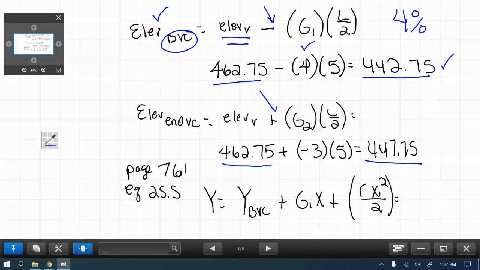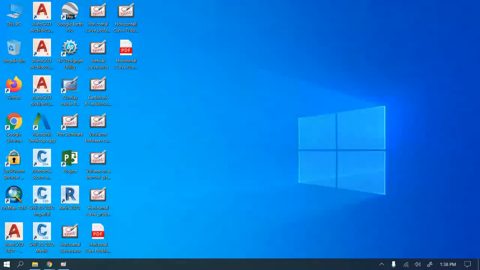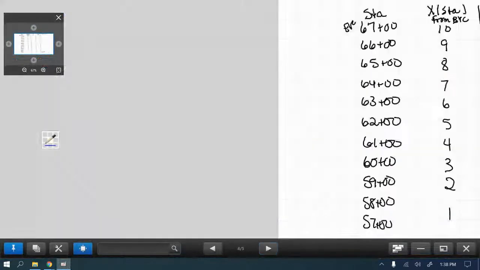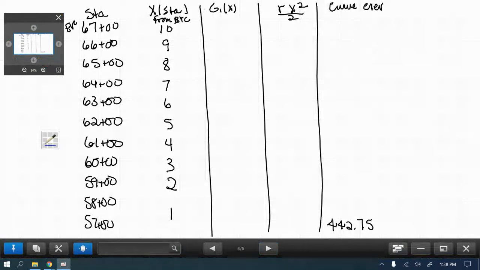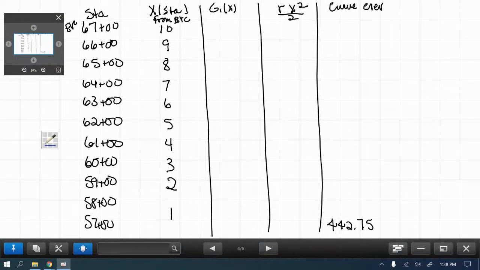And then the last equation we use is for the elevation of any point on the curve. It's going to be begin vertical curve plus G1 times X plus RX squared. So that's where the chart comes into play. I've already got the chart worked up. I've already set my chart up. Use this.